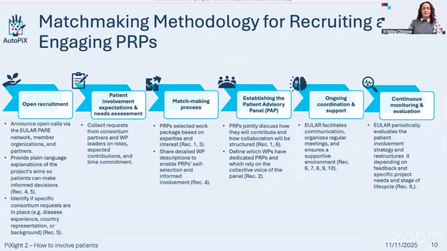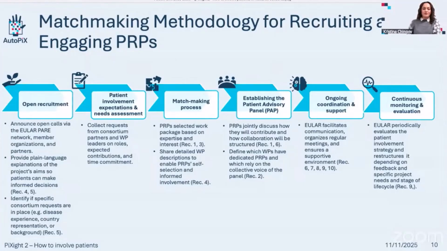So as soon as we heard that the project received the necessary funding, we announced an open call via our EULAR PARE PRP network and also through our EULAR PARE member organizations. To support this open call, we provided what we call key takeaways from the project proposal, where we explain the project's objectives and scientific methods in very understandable plain English.